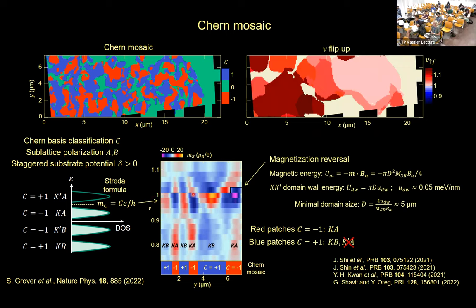Okay, there is a question. Yes, please. So from Sonia Haddad, what governs the space distribution of the Chern mosaic? Are there edge states at the system boundaries or local edge currents cancel each other?